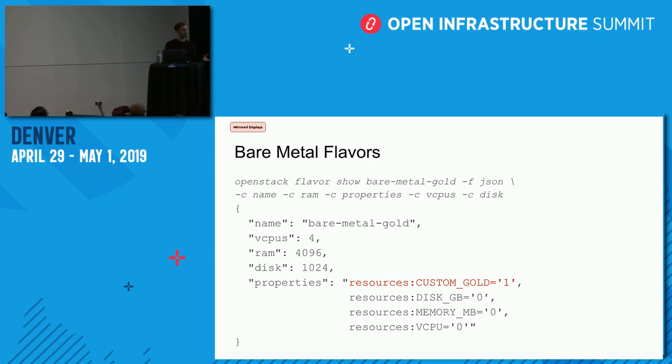So how does this map to flavors? We've got the output of this command here. We're showing a flavor called bare metal gold in JSON format. And it's a server, so it has got vCPUs, RAM, and disk, and we can represent that within the flavor. But in our properties, in extra specs, as they're sometimes called, we set those resources to 0. So the disk GB, the memory MB, and the vCPU are all set to 0, so we're not actually requesting any of those resource classes. What we are requesting is 1 unit of the custom gold resource class.